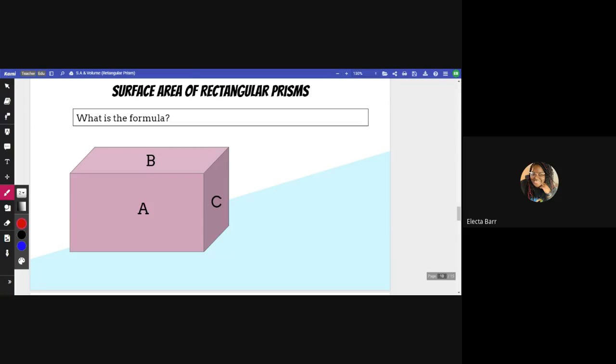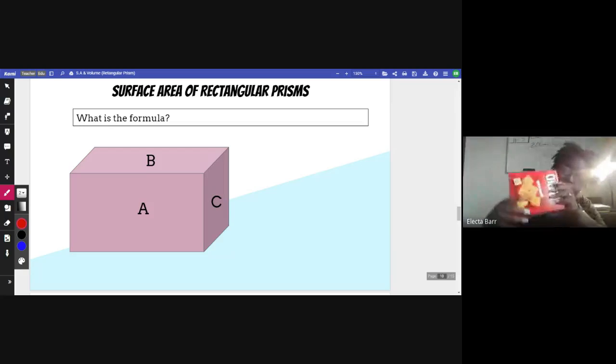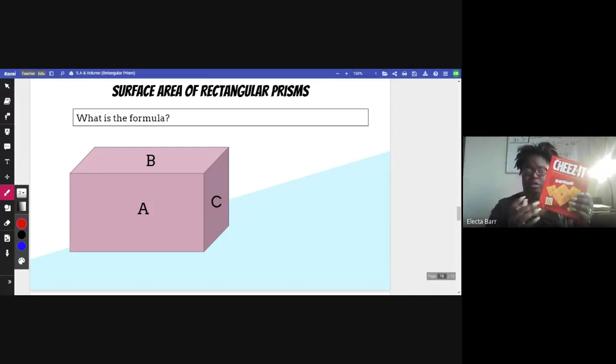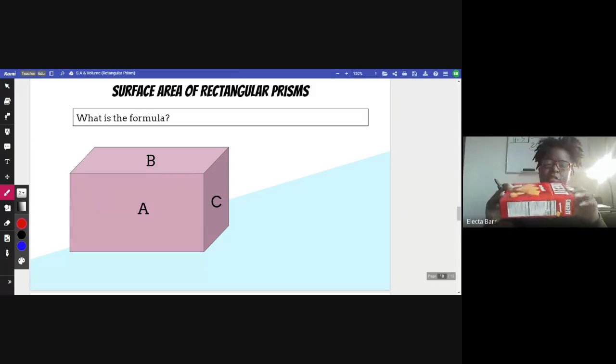All right, so we have this box here, right? I'm going to come off camera a little bit. It's my camera. Do y'all see my camera? There we go. So here I've got a Cheez-Its box. It looks like a rectangular prism. What I'm going to do is label the different parts of my box. Let's look at it like this.